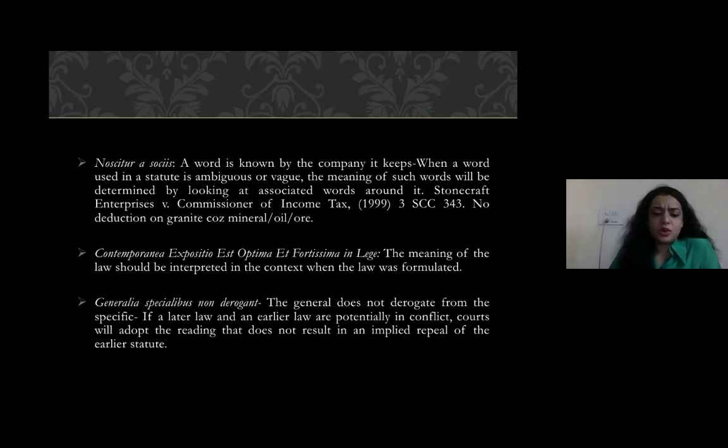Generally, generalia specialibus non derogant, it just basically means that if there is a special law on a particular topic, and a general statute comes after that, then it is not going to necessarily repeal the preceding statute until there is a specific mention of such a repealment in that statute. So that's how you would interpret it.